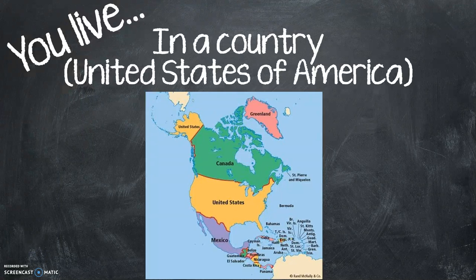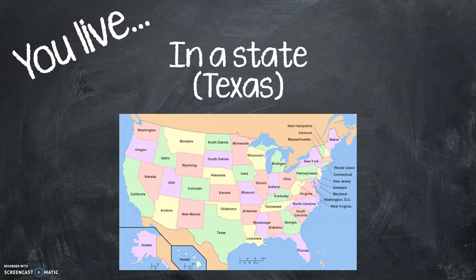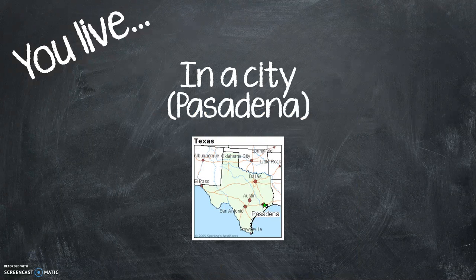So the United States of America is the country in which you live. In the United States, we've got, count them, 50 different states. A state is a smaller area within a country, and the state that you live in is Texas. Obviously the best state. But you live in a state which is in a country which is on a continent. And within that state, there are hundreds, if not thousands of cities. Actually, there really are literally thousands of cities. But you live in a city called Pasadena.